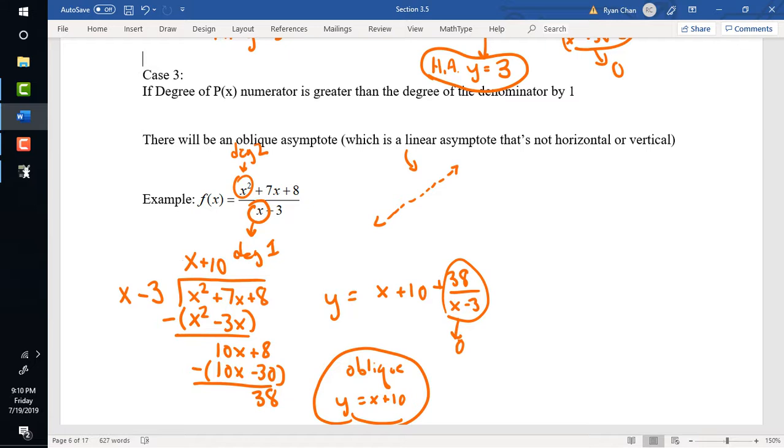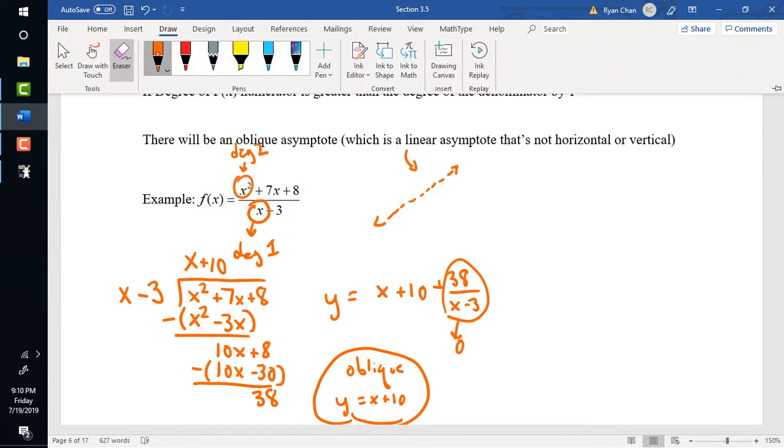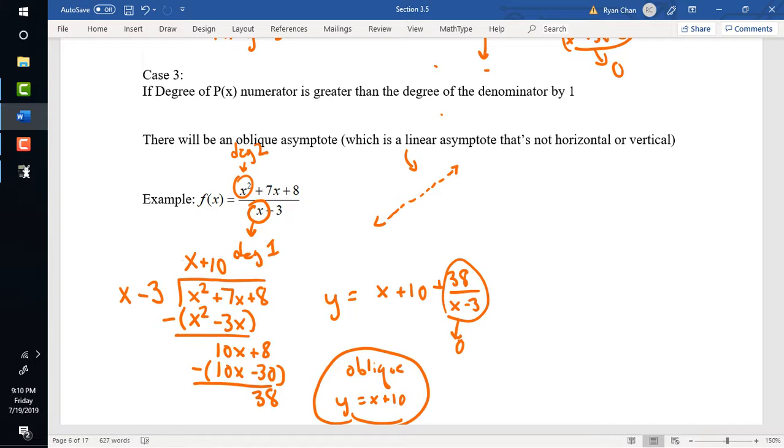And so remember, sorry, let me erase this right here. But the definition for oblique, or the criteria for oblique, is if the degree of your numerator is greater than the degree of the denominator by only 1, okay? Okay. Remember this too.